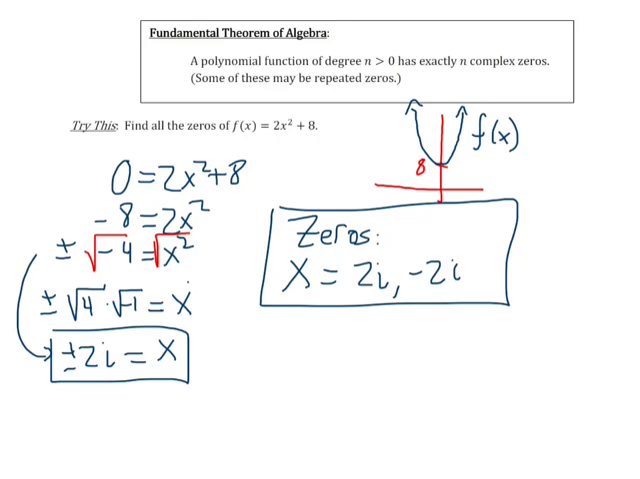So we always have, again, exactly n complex zeros. The degree here is n equals 2, and so we expect two zeros. There they are, and they're both imaginary, which means they're not actually x-intercepts on the real axis.